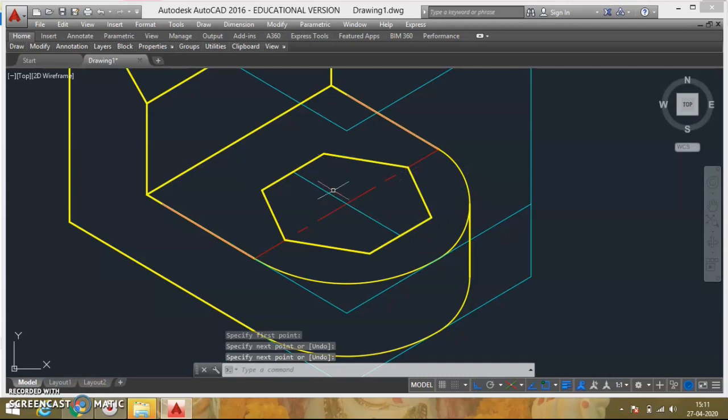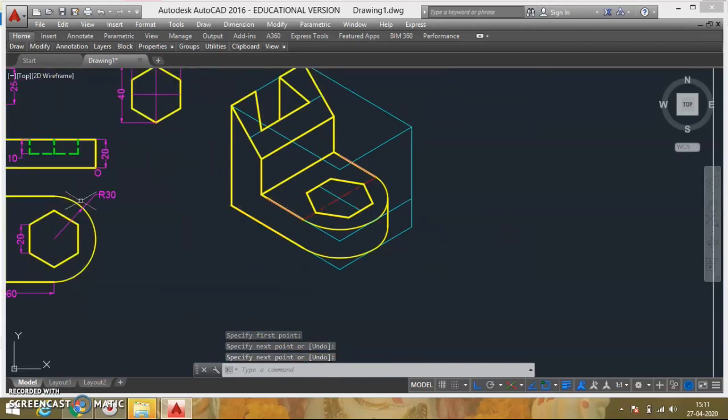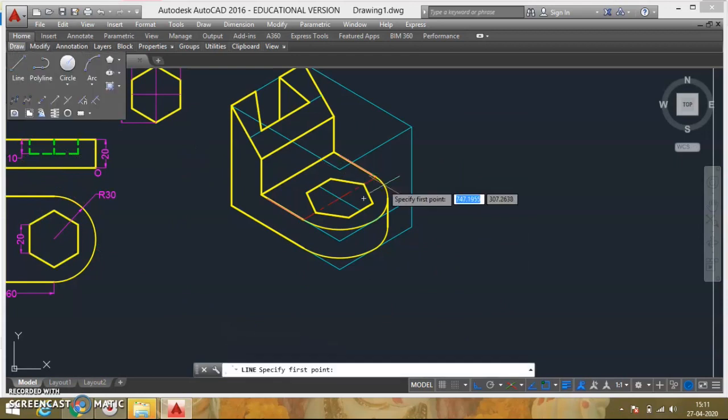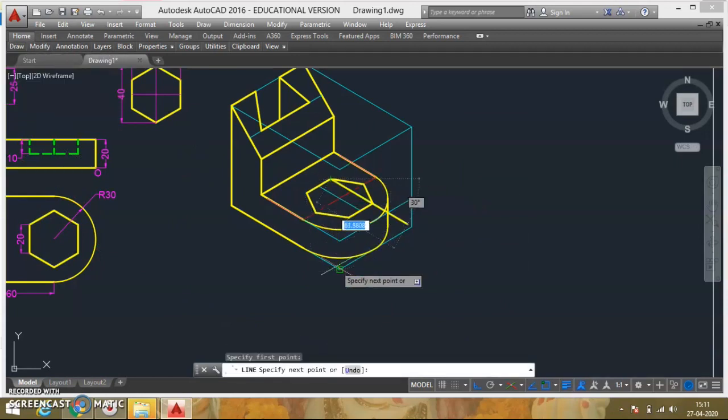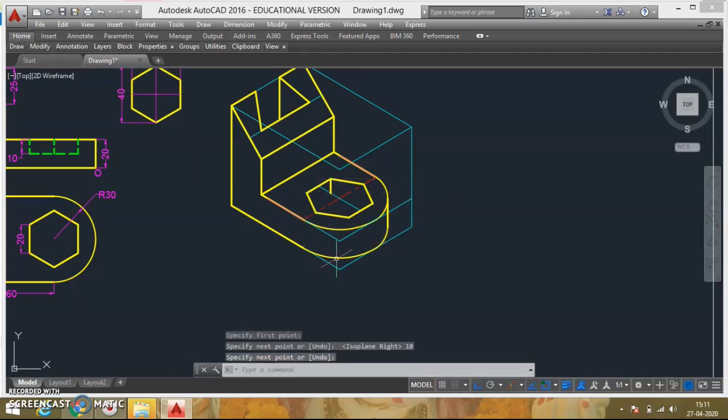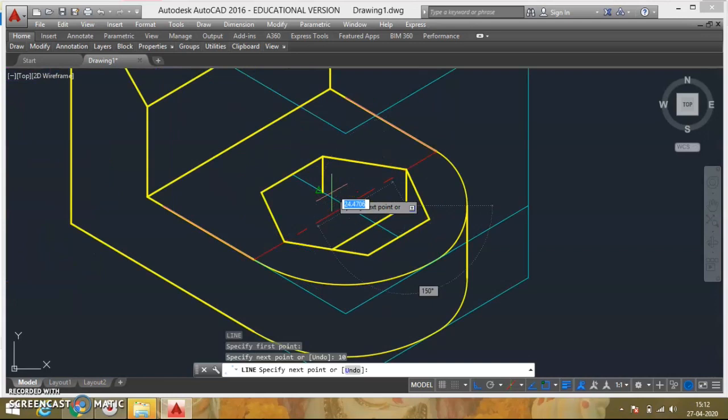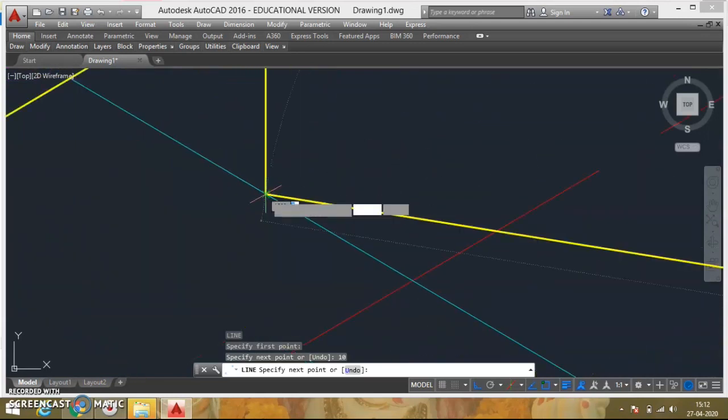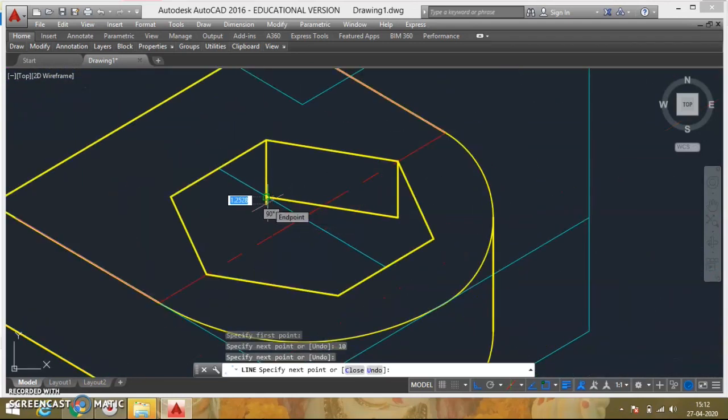Now once it is done, the height of the hexagon is given, that is 10 mm. So that is the hexagonal slot. From here I can go down 10 mm. Same way I can go down from here also 10 mm, and then just join those two points. Now here one more line is going to come, and here also one more line is going to come.